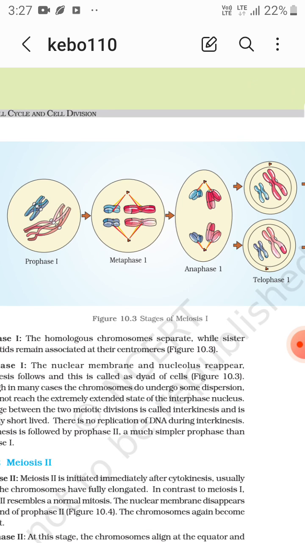There is crossing over in prophase 1. Then there is metaphase 1. The chromosomes are crossed.